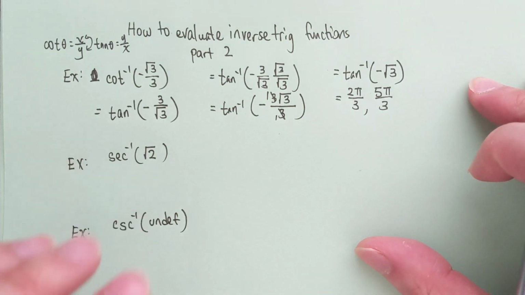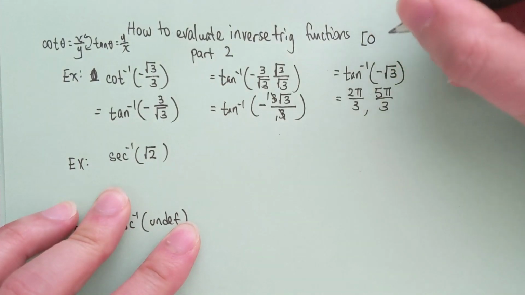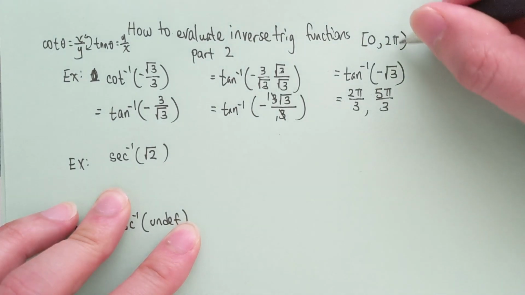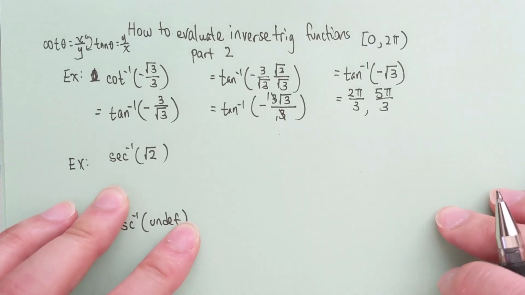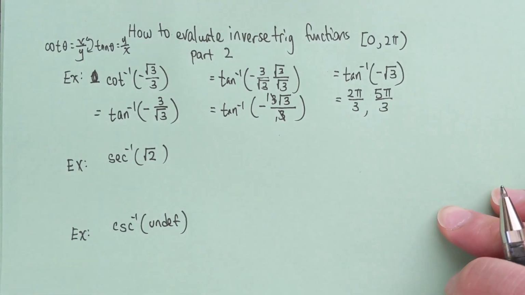Now your instructions in the assignment will tell you to find the answers from 0, specifically from and including 0 to 2 pi. But you do not include 2 pi itself, and that's why we're finding all the answers in one rotation.